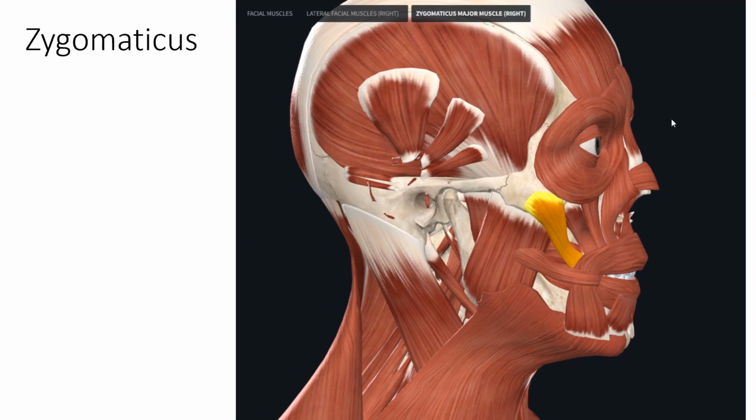We now have the Zygomaticus. The muscle is going to originate on the zygomatic bone right here and is going to insert on the skin and muscle at the corner of the mouth. It is going to be involved in raising the corners of the mouth during smiling.